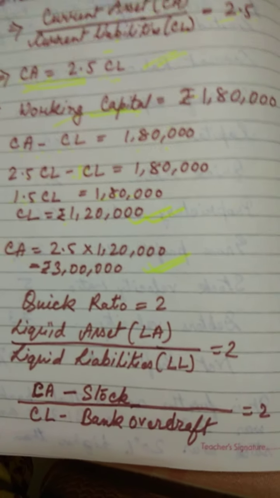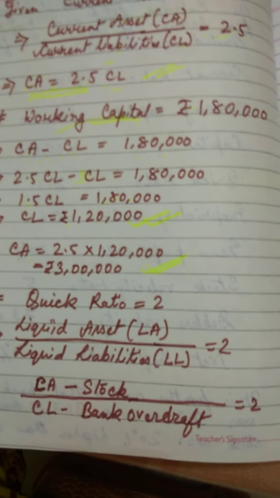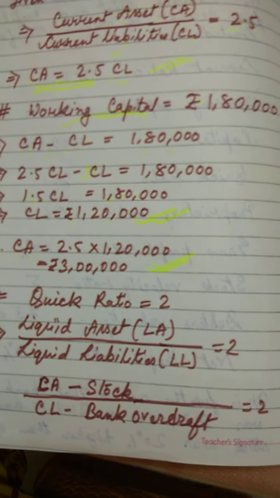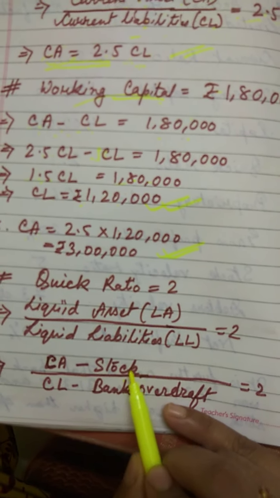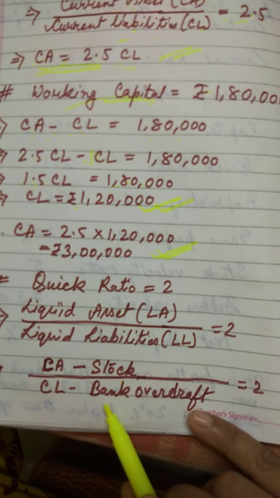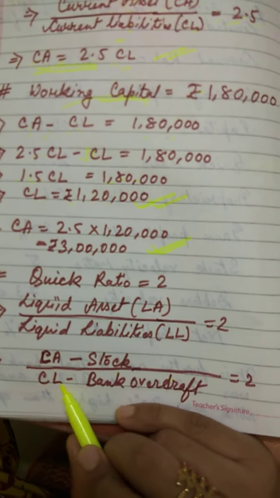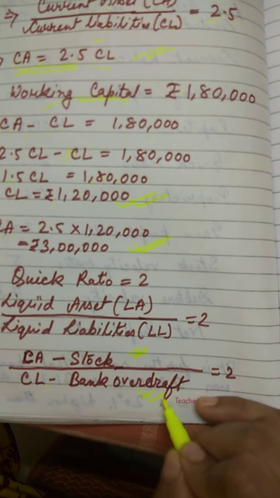Now the next ratio that was given in the sum was quick ratio. You know that quick ratio is related to liquid asset and liquid liability, and how we find liquid asset by deducting the stock from the current asset amount, and we find the liquid liability by deducting the bank overdraft amount from the current liability. Now the stock amount is not given to us, but overdraft is given in the question.